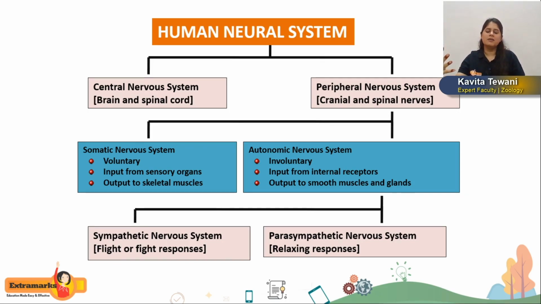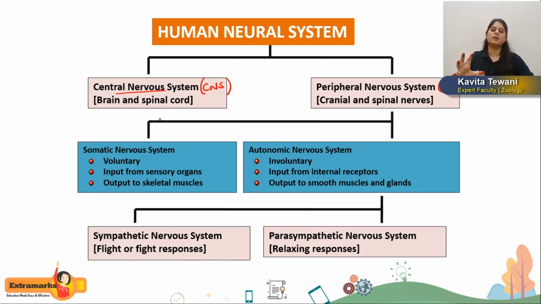So in general, the human neural system is divided into two major systems, that is central nervous system, which you can also call CNS, and peripheral nervous system, which you can also call PNS in short, right? So you should know all these short forms also, because sometimes questions appear on the basis of these short forms.